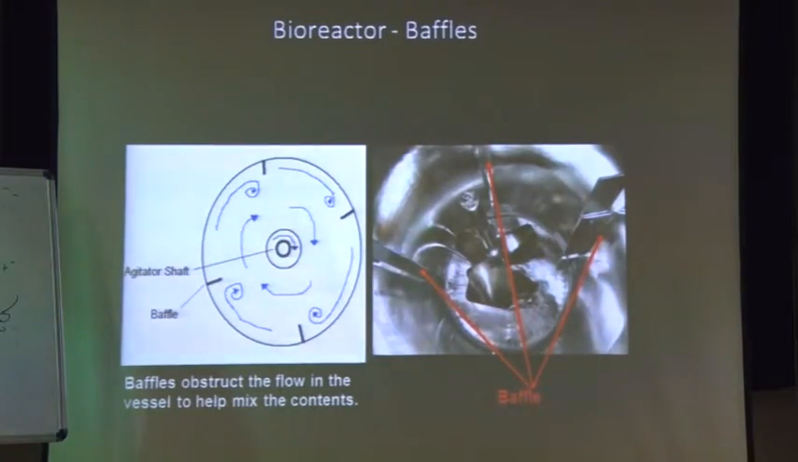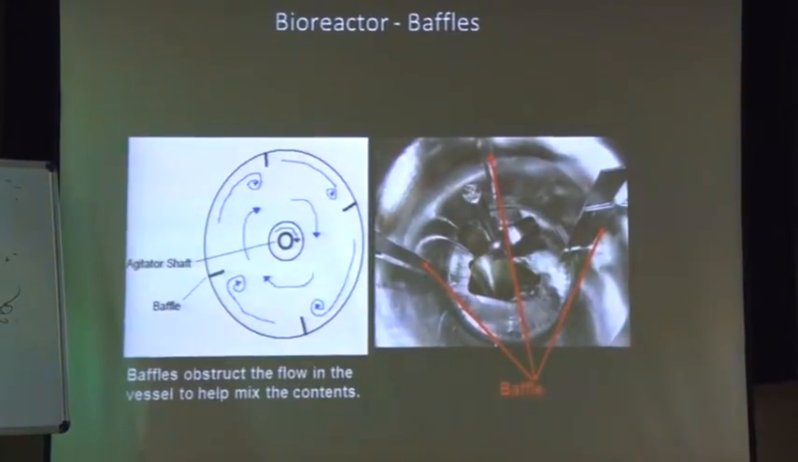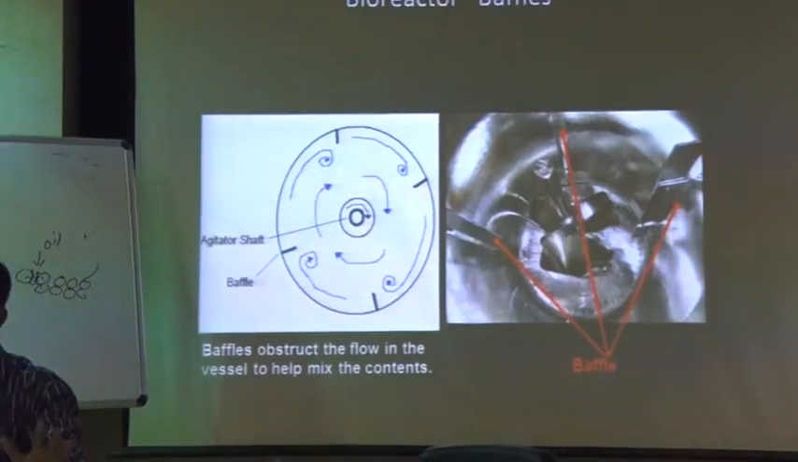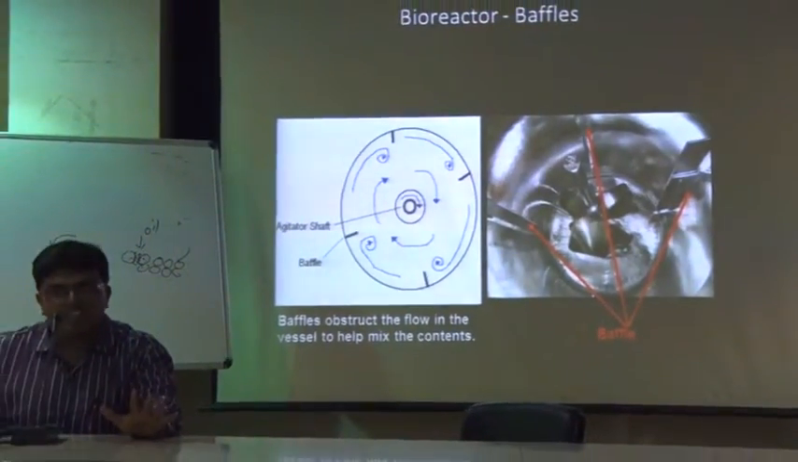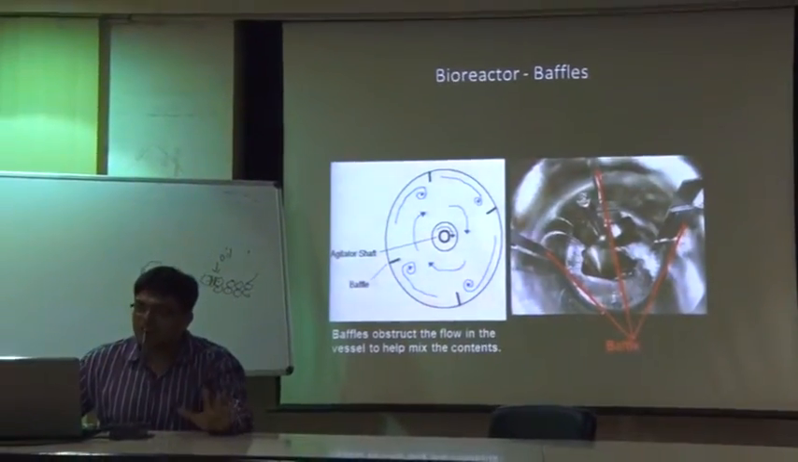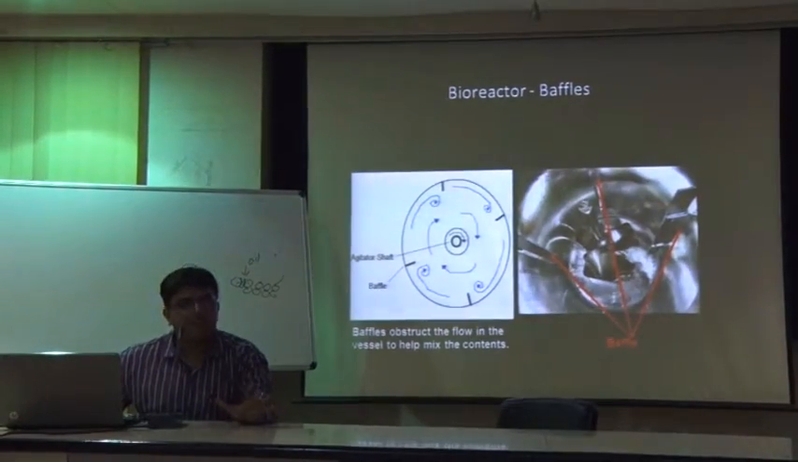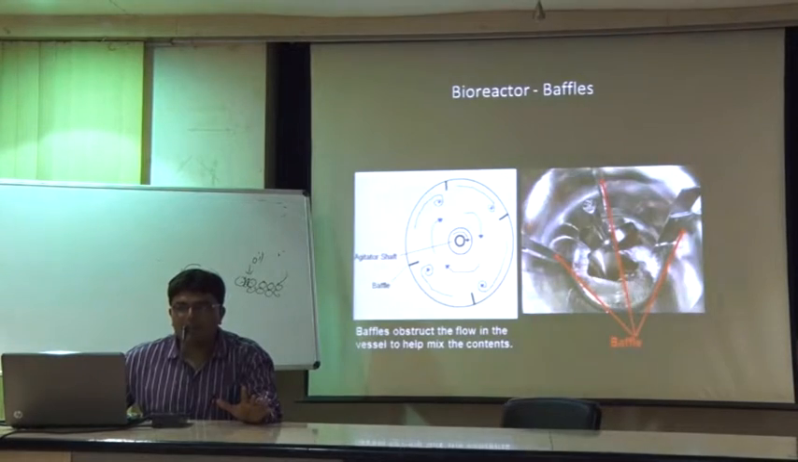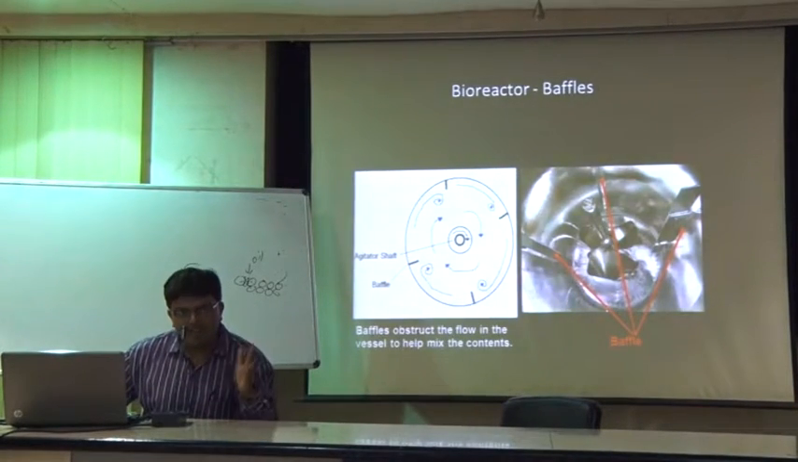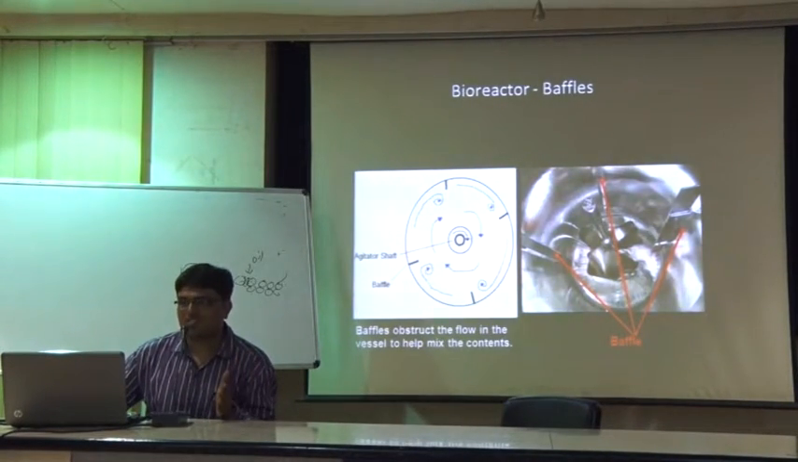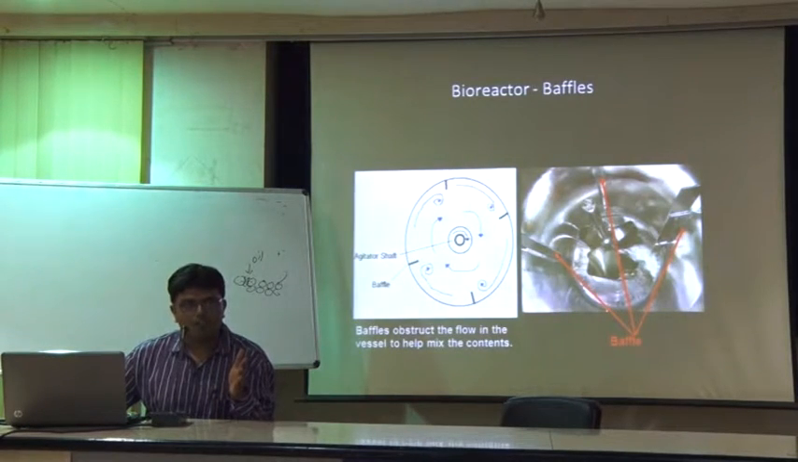That is a vortex. Now, if the vortex is going to occur, what will happen? It will not allow appropriate mixing of the media. As a result of that, your organisms are not able to utilize a particular source which is available inside the media. So what do you require? You require to inhibit the formation of vortex.